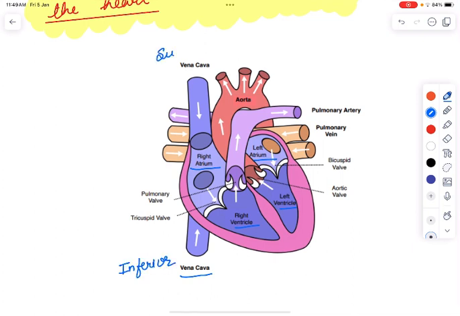Superior vena cava, this is superior vena cava and this is inferior vena cava. This is also called precaval. And what does it do? This vena cava, both vena cava will bring deoxygenated blood.